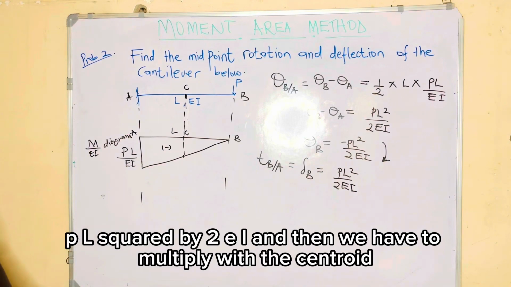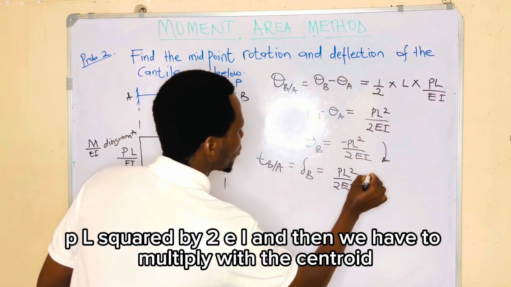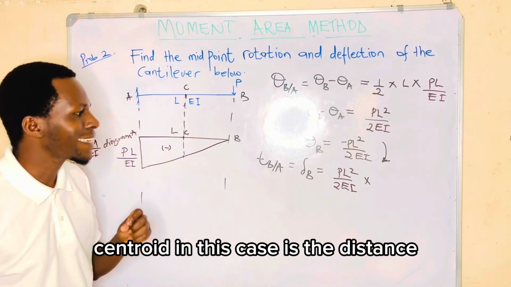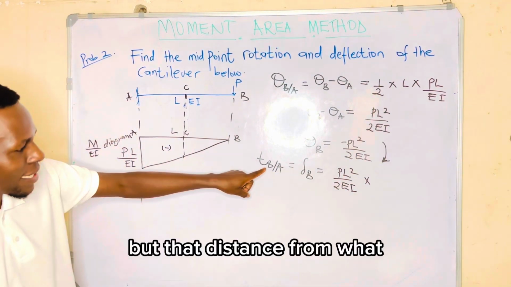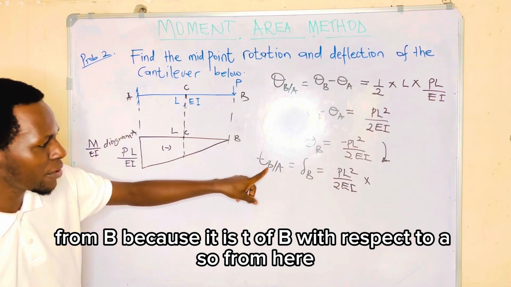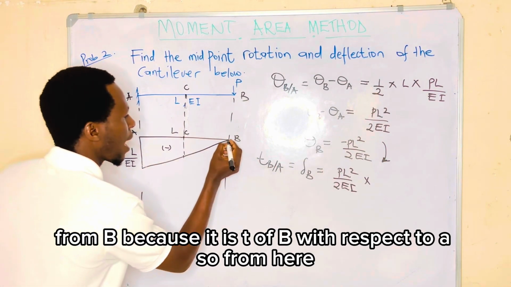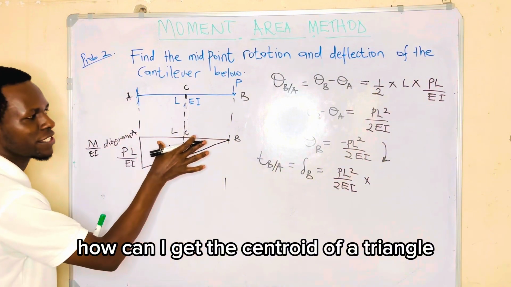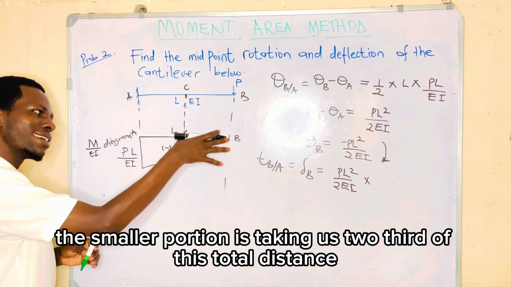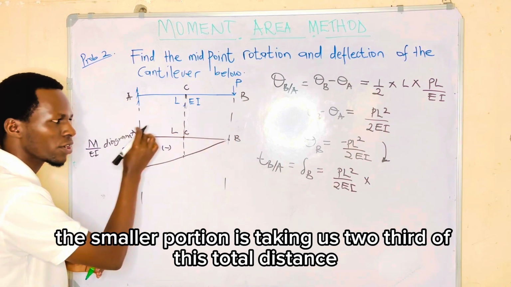PL squared by 2EI, and then we have to multiply with the centroid. Centroid in this case is the distance, but that distance is from what? From B, because it is T of B with respect to A. So from here, how can I get the centroid of a triangle? The centroid of a triangle, from the smaller portion, is taken as 2/3 of this total distance.